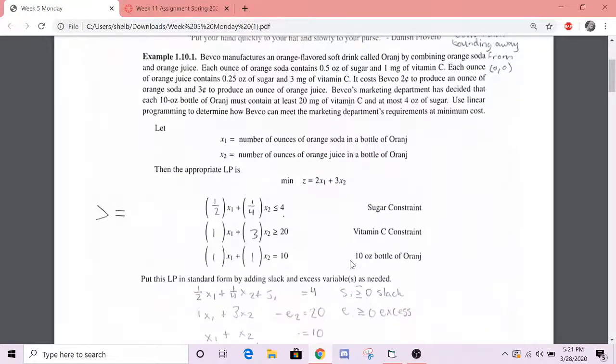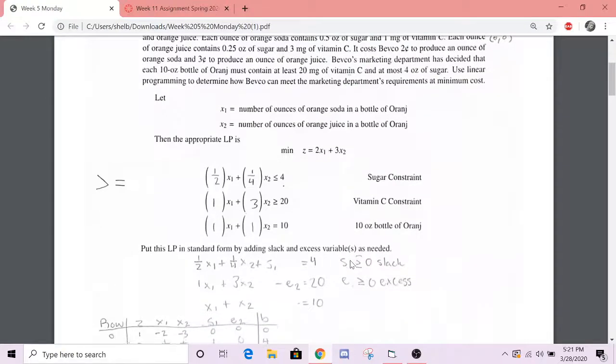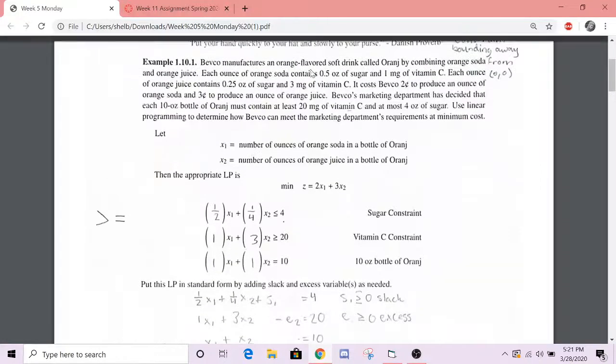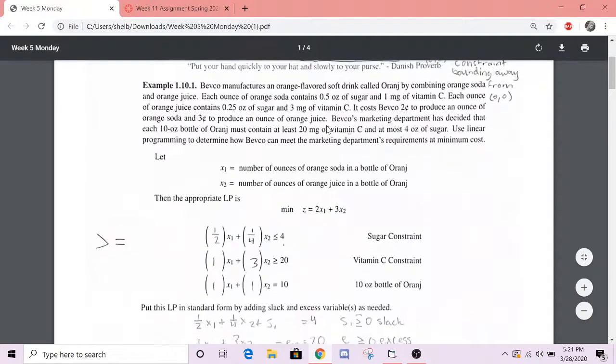So by letting x1 equal the number of ounces of orange soda in a bottle of orange, and x2 the number of ounces of orange juice in a bottle of orange, what we're going to do is minimize the cost used to create this soda. So we're given this setup LP and we were asked to put in constraints, and we got the constraints from the given problem.